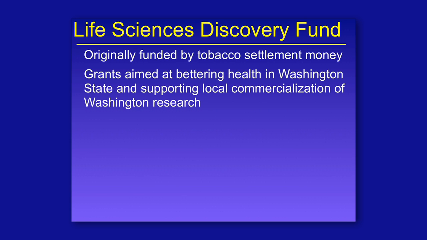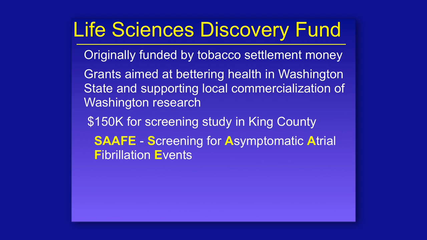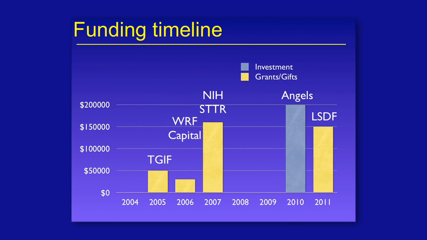There was about $150,000 for a screening study in King County, which is called SAFE, for screening for asymptomatic atrial fibrillation events. That has been going very well. The screening tool has been developed, and enrollment of subjects is now underway in King County. So let's look at the funding of this project over time.